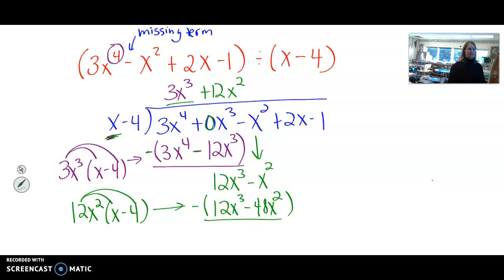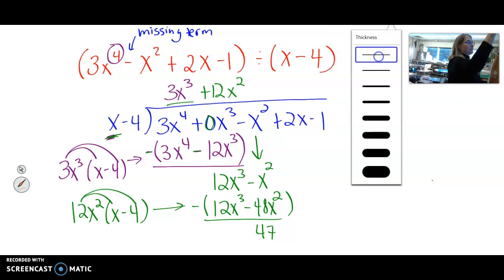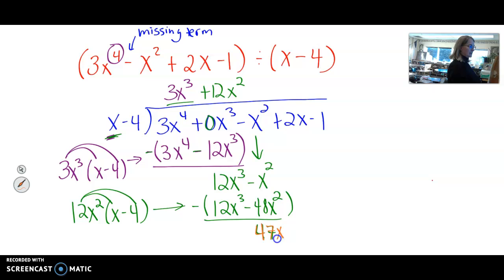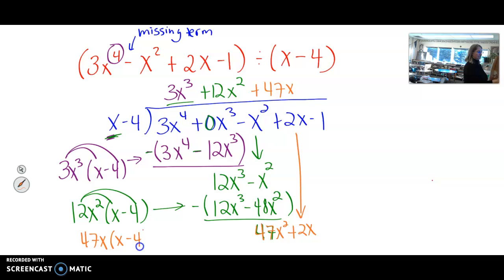And we need to subtract. So I have a negative x squared minus a negative 48x squared, which means I need to add 48 to negative 1, and I get 47x squared. Then we drop our 2x down, and we're going to have to multiply by 47x in order to get 47x squared. We multiply that by our divisor, x minus 4, and we're going to write that right underneath here.